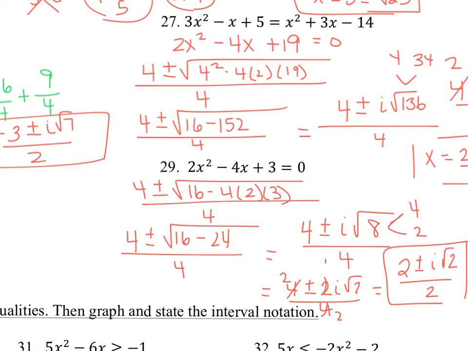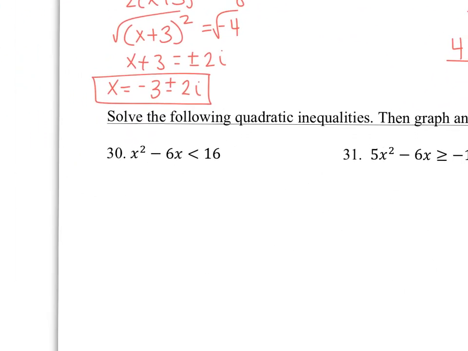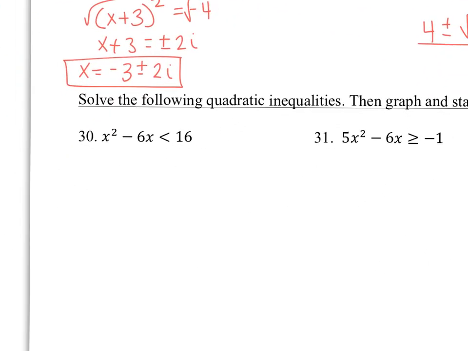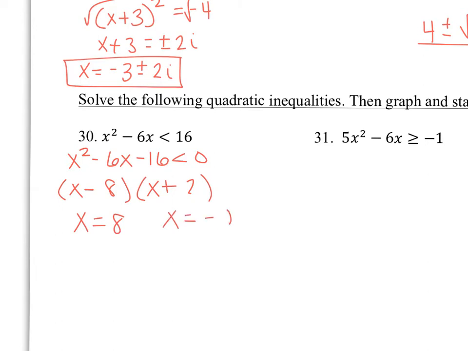All right, let's keep going. These ones we have to solve the quadratic inequalities. In order to solve the quadratic inequalities, we have to make it equal 0. And now we have to factor. Factors of 16 are 8 and 2. To get negative 6, it's going to be negative 8 and positive 2. So now I have x equals 8 and x equals negative 2.